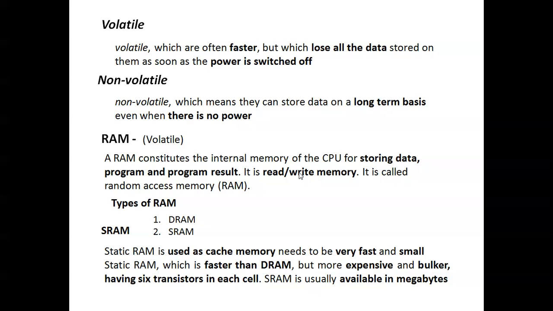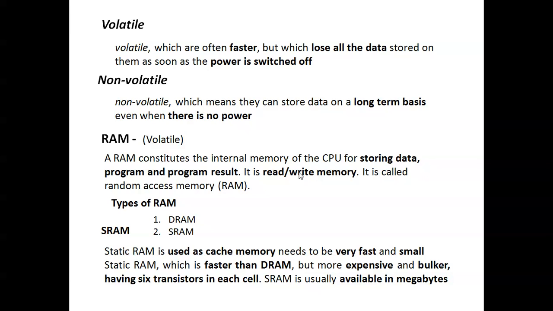RAM constitutes the internal memory of the CPU for storing data. Random access memory stores the data and program results, and it is read and write memory. Types of RAM: DRAM and SRAM, that is, dynamic random access memory and static random access memory.